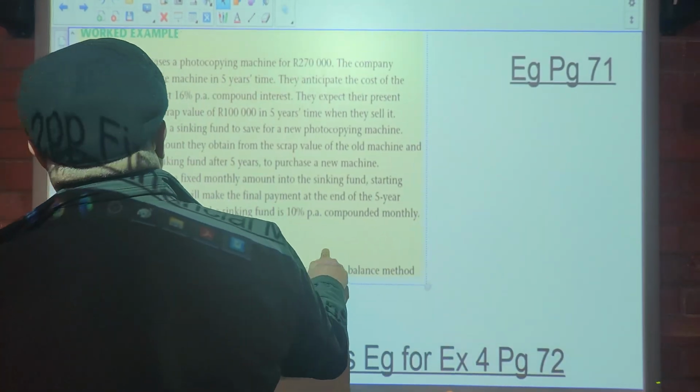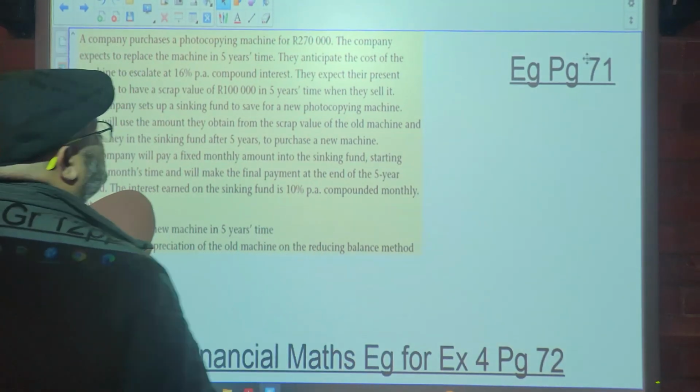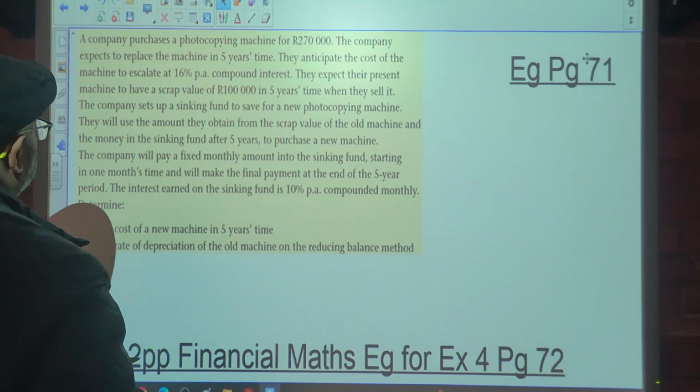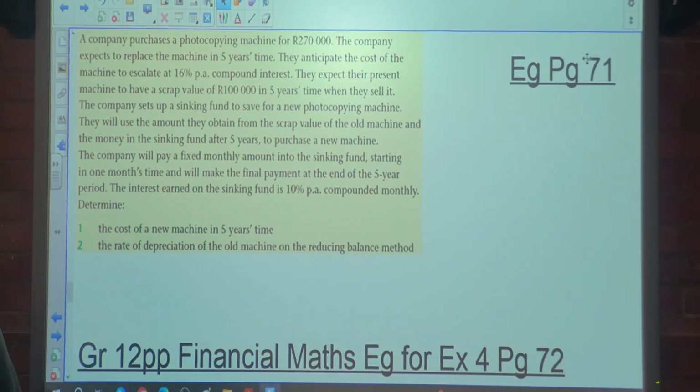So here we are told that the company purchases a copying machine for 270,000. The company expects to replace the machine in 5 years' time. They anticipate that the cost of the machine will escalate at 16% per annum compound interest. They expect the present machine to have a scrap value of 100,000 Rand in 5 years' time when they sell it. The company sets up a sinking fund to save for the new copying machine. They will use the amount they obtain from the scrap value of the old machine and the money in the sinking fund after 5 years to purchase the new machine.